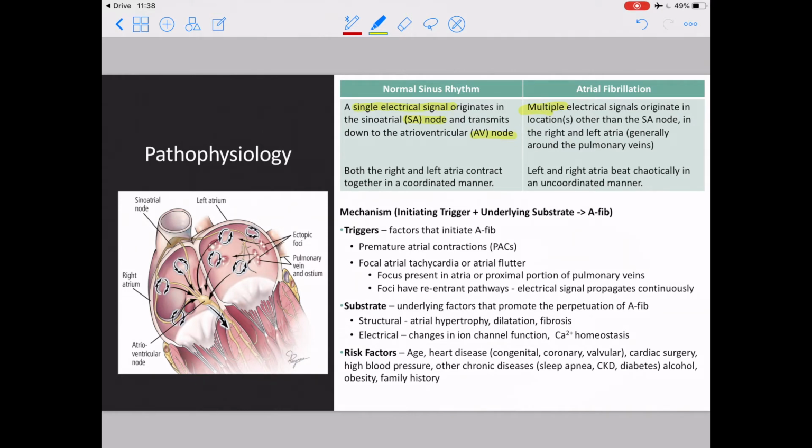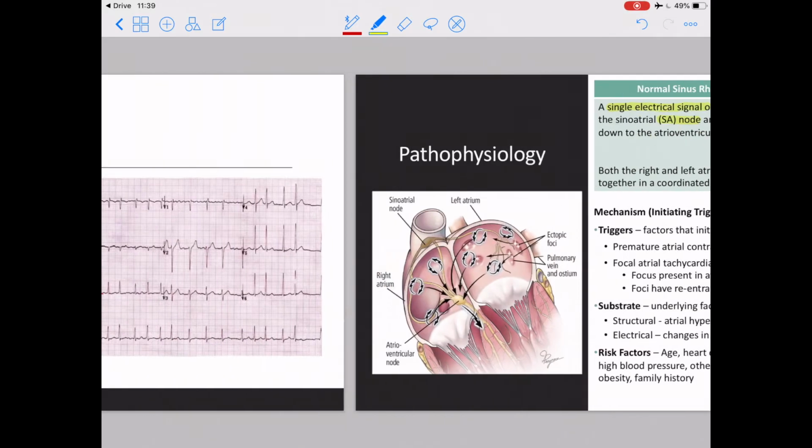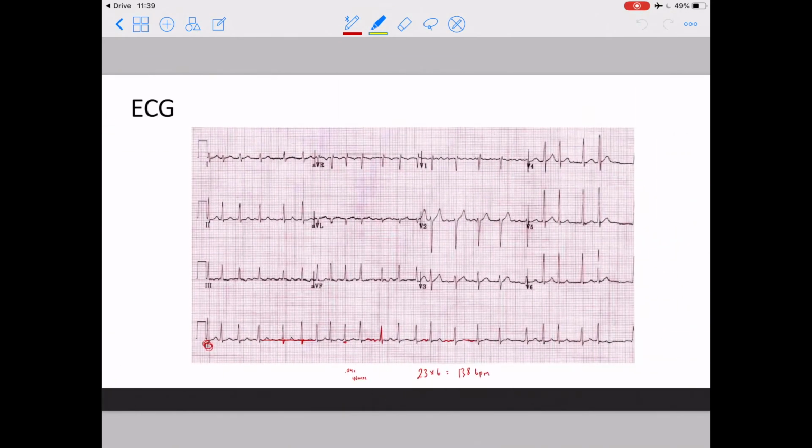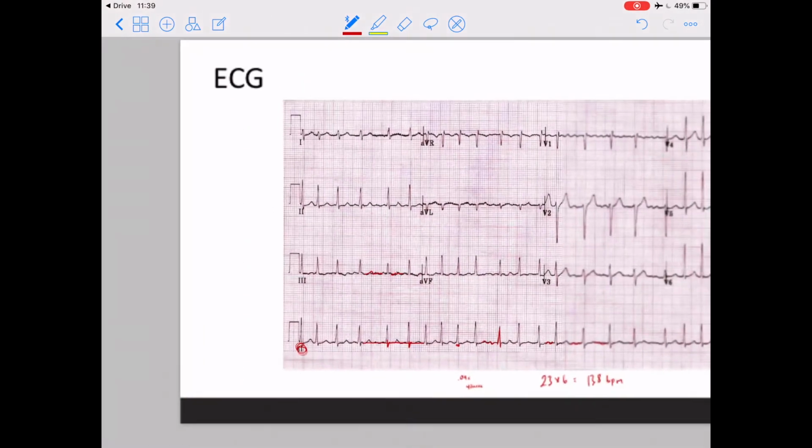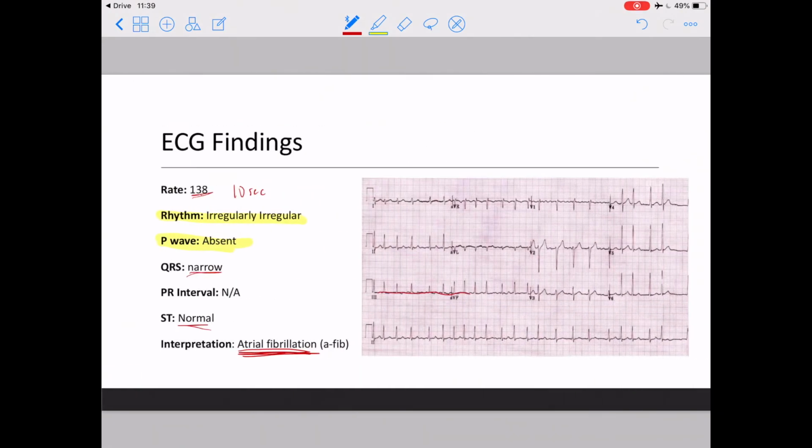However, in atrial fibrillation, there are multiple electrical signals that originate in different locations other than the SA node. So these are ectopic signals. And the right and the left atria will actually contract chaotically, so not together, not coordinated. And this actually leads to the atrial fibrillation that we see. If we go back here, we can zoom in, we can see that these little squiggles here are actually the atria fibrillating or contracting chaotically.